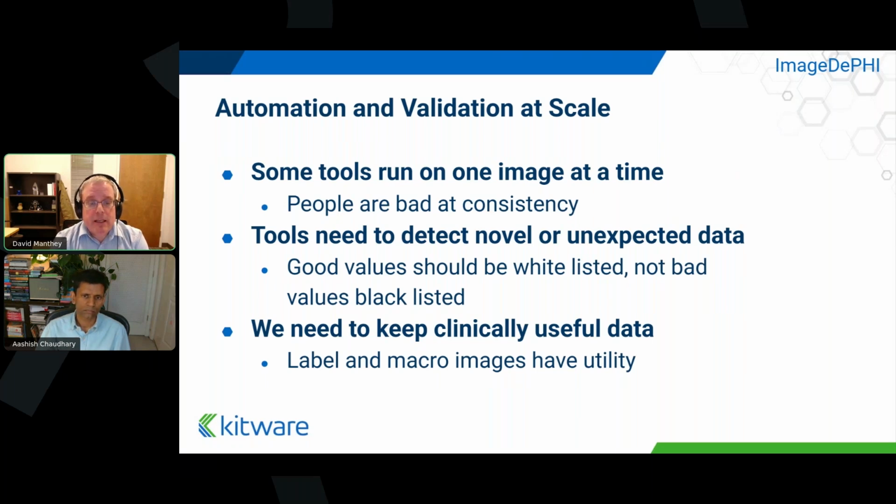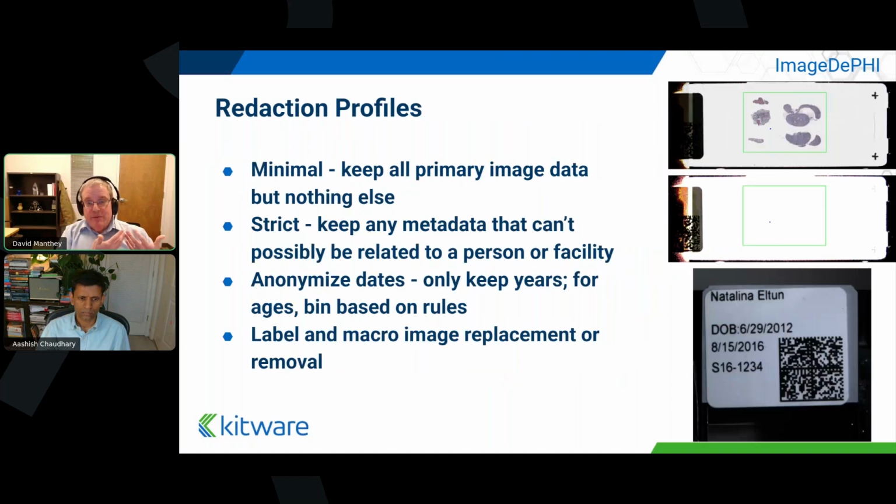And again, we do want to keep the clinically useful data. We want to keep label and macro images if they're good. And there's reasons why we want to do that. And so as an example, to support this, we have redaction profiles. So at the minimum, you could say, I want to keep primary image data and nothing else. The image still has to work as an image. I can still run it through my algorithms, but I strip everything off of it. This is the absolute safest way.